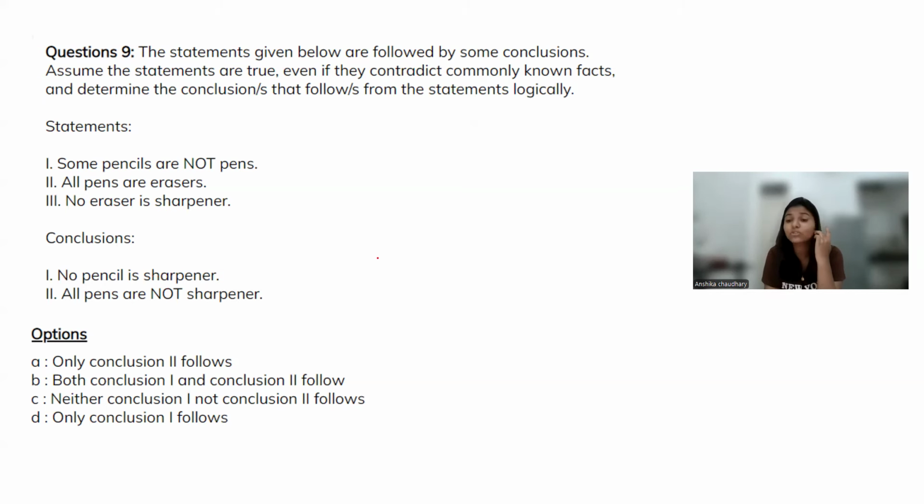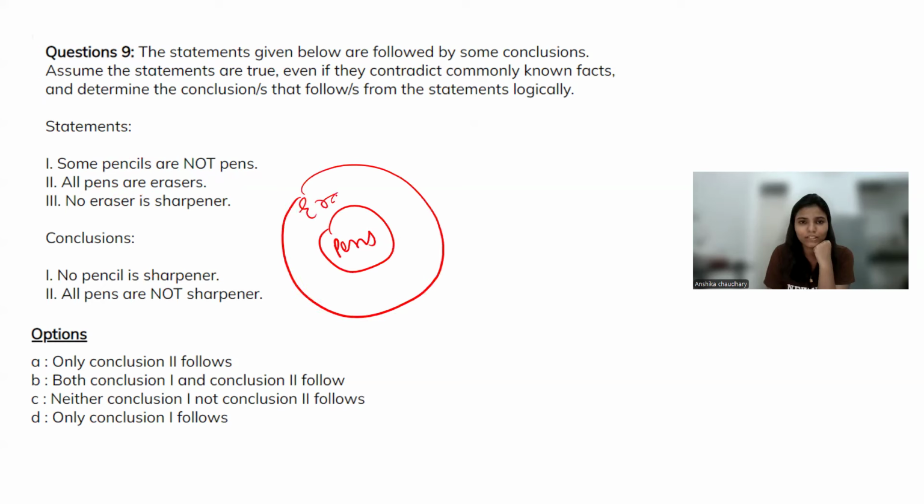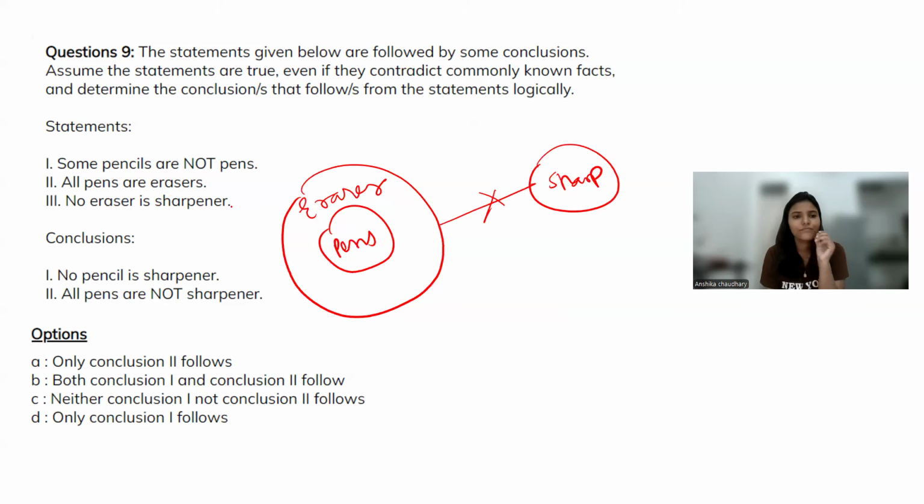This type of question we will solve using Venn diagrams. So, it is saying some pencils are not pens. We will make this later, but first, let me start with the second. All pens are erasers. So it will be easy for us. Suppose these are my pens, and all pens are erasers. So it will come under eraser, right? I can make it like this. Now, no eraser is a sharpener. So I will mark that no eraser can be the sharpener. I am only writing sharp.